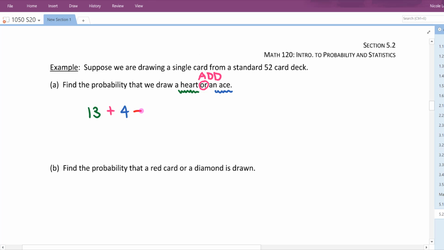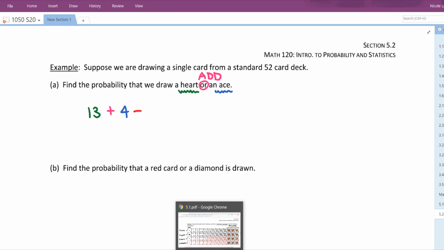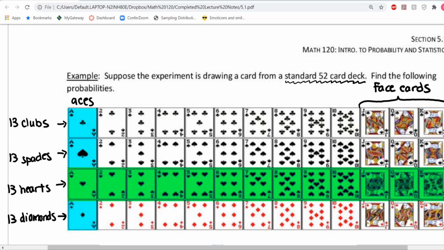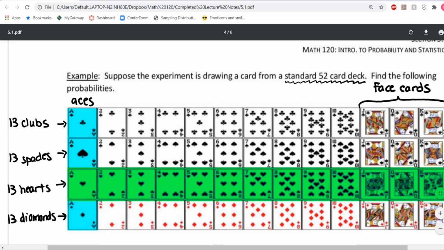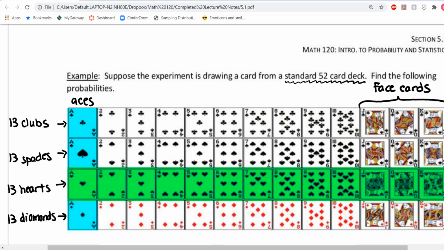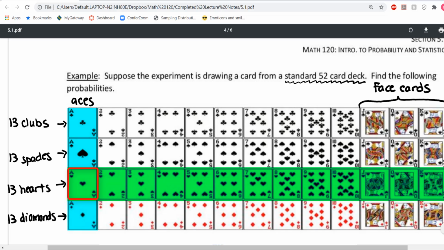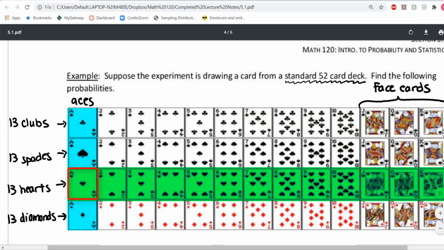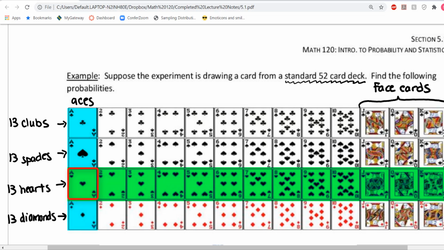We do need to subtract because you'll see what happens here: when we add together our 13 hearts, we got all 13 of these cards, and then we added to it all four of our aces, you can see that we double counted something. The thing that we double counted was what they had in common. We double counted this ace of hearts. We counted it with the hearts and then we counted it again with the aces.